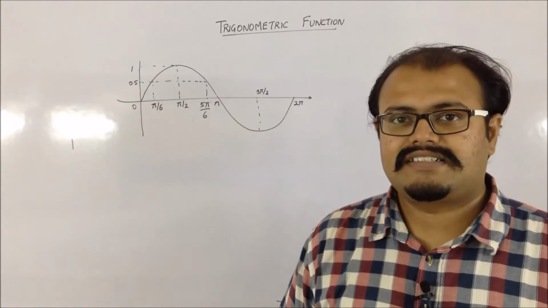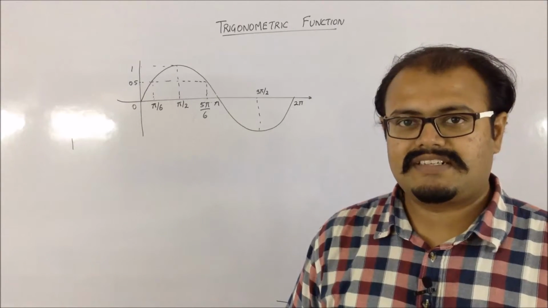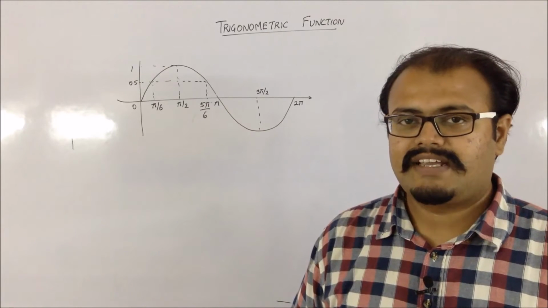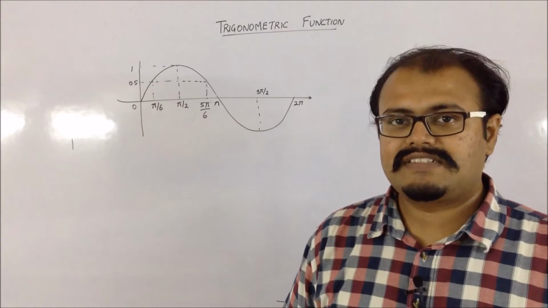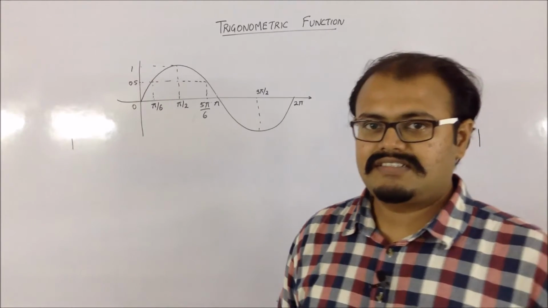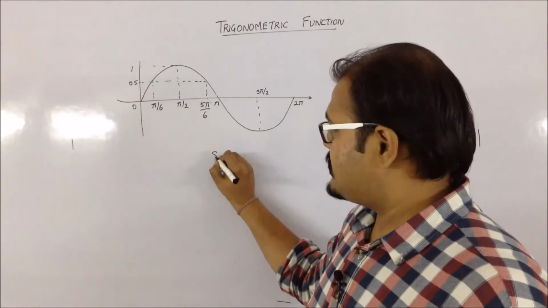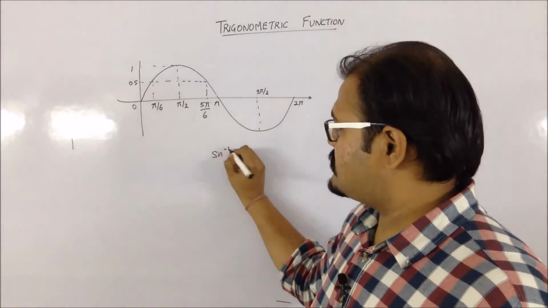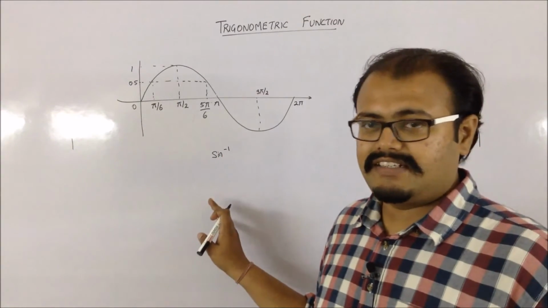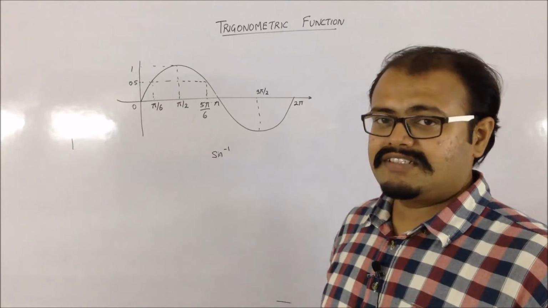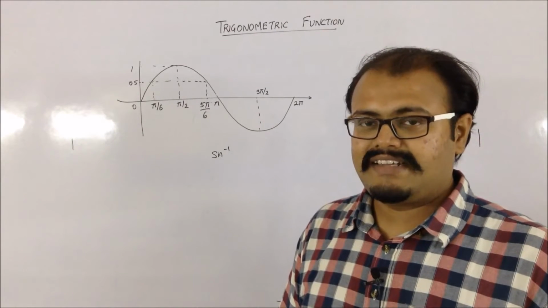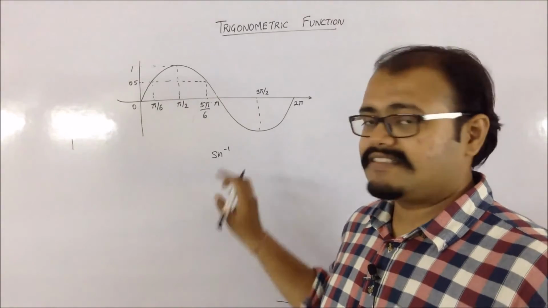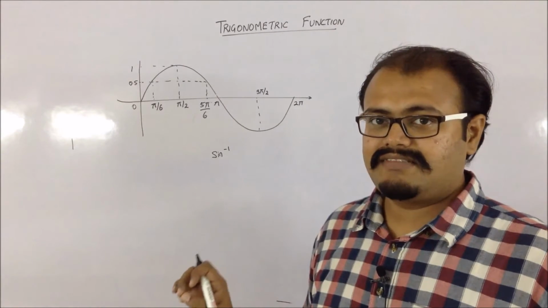Let us try to understand what the inverse of a trigonometric function basically means. For that, I will be taking the first inverse of a trigonometric function, which is the inverse of the sine function, denoted by sine inverse. One thing you have to be clear about is that sine inverse does not mean 1 upon sine. So please don't get confused with that. It is just a symbol given to it.